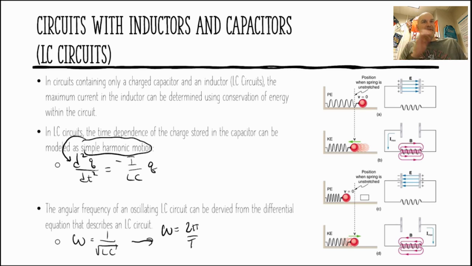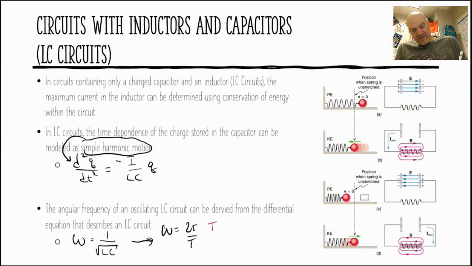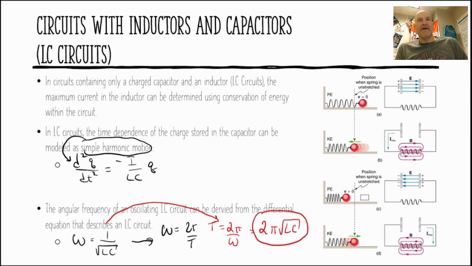If I manipulate that a little bit, I end up with 2 pi over omega equal to the period. Remember, period is the time of oscillation. So T equals 2 pi over omega. Here's omega; if I substitute that in, I end up with 2 pi root LC. That's the period of oscillation.